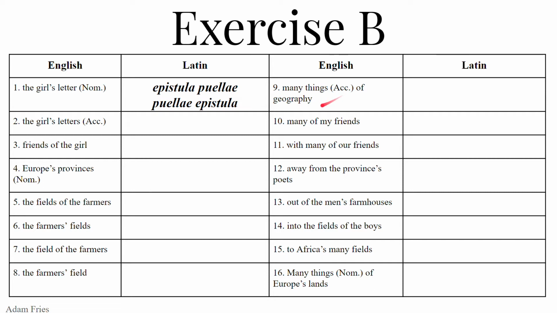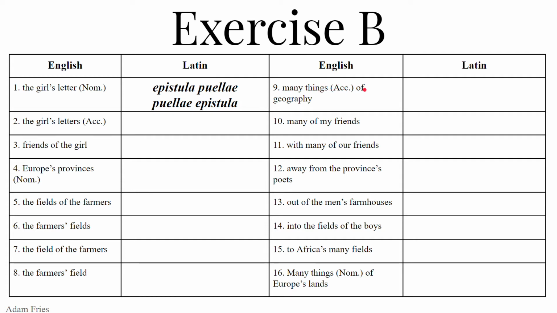Now note we're not saying geography's many things. Geography is not possessing these many things. Geography is not owning these many things. What we're really saying, these are many things of or about geography. The many things are concerning, in regards to, or about geography. So we want multus, a, um in the plural, because it's things, plural, and we want it in the accusative and neuter, because it's things. So the ending is going to be a, multa.